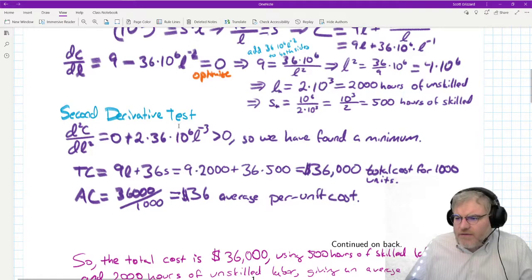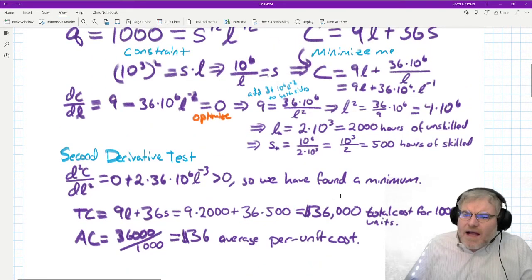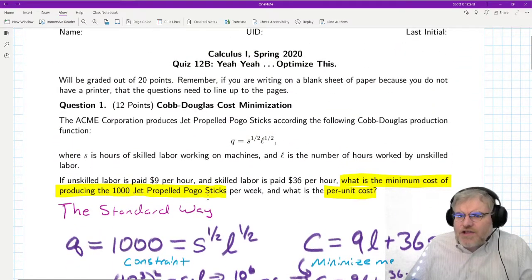Just the second derivative test there. And then you add these things and you wind up with 36,000. Now, let me check to make sure I answered all the questions.